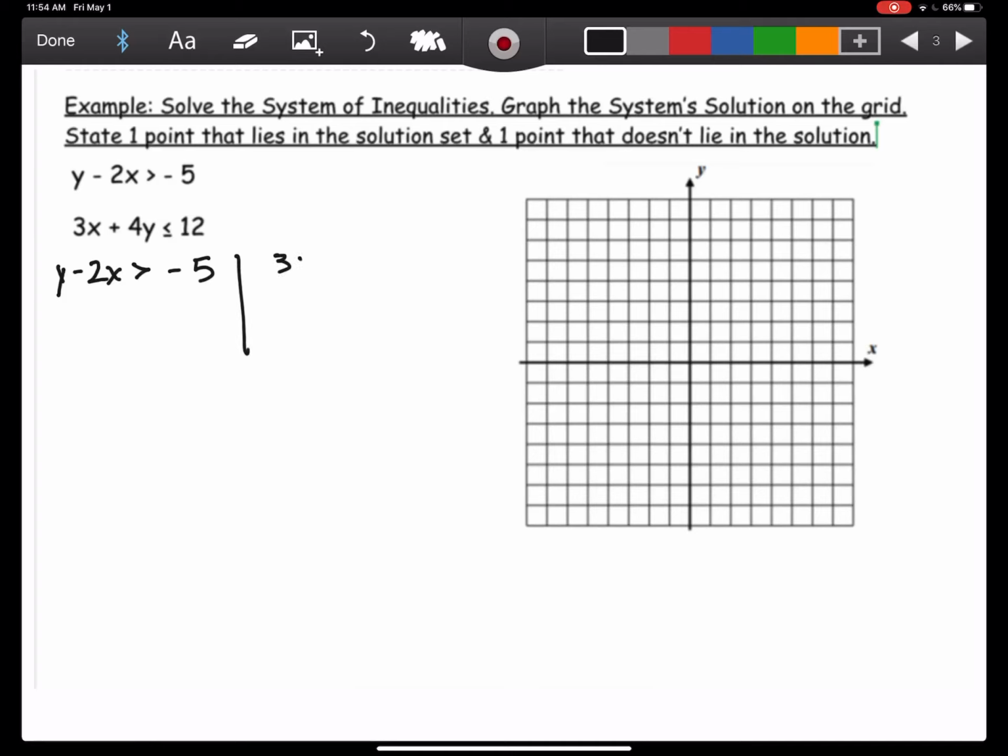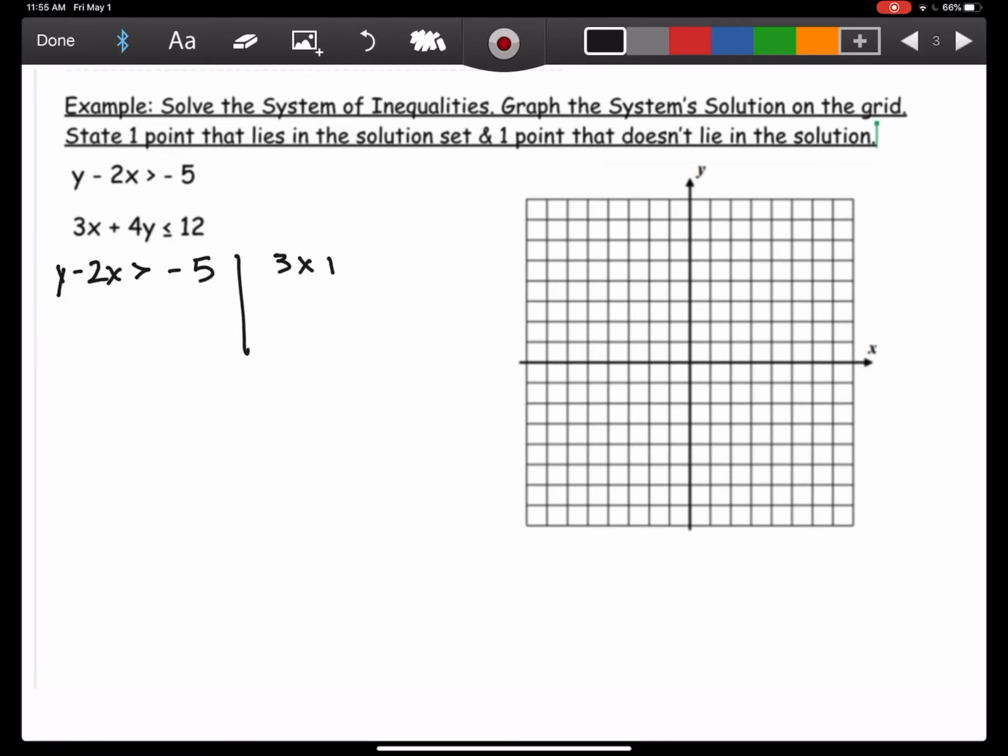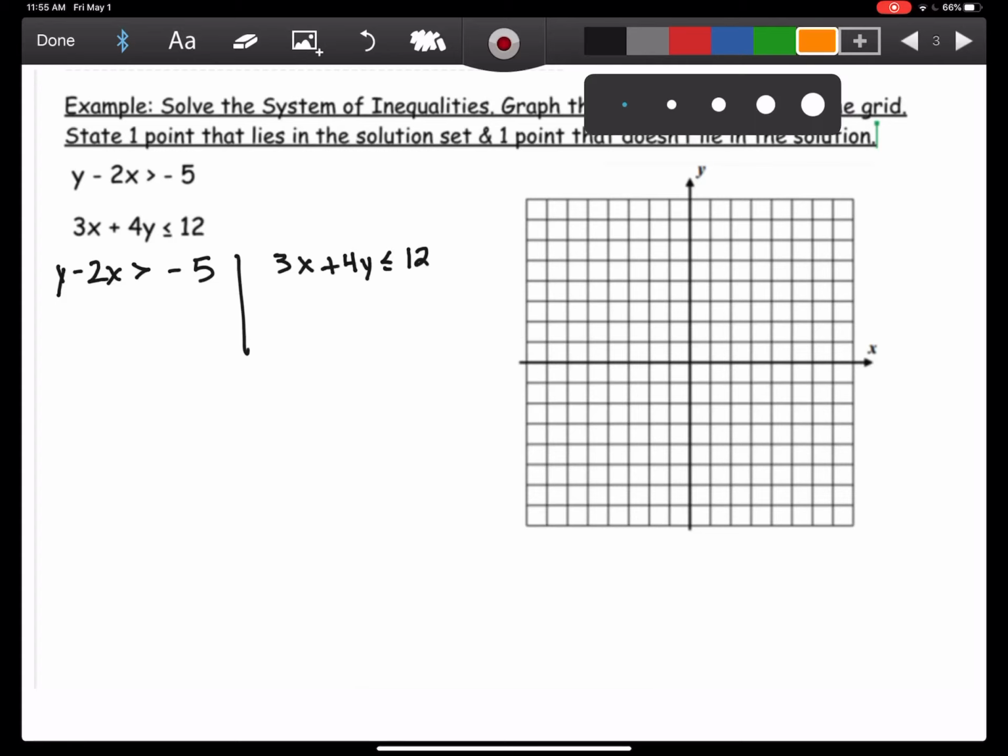Just kind of think of them as two separate parts, of course. Okay. And if we look at this first inequality here, we're going to need to get this negative 2x, and we're going to need to move that x term over to the right side of the inequality. Now, we do that by adding 2x to both sides. So, add 2x to both sides.